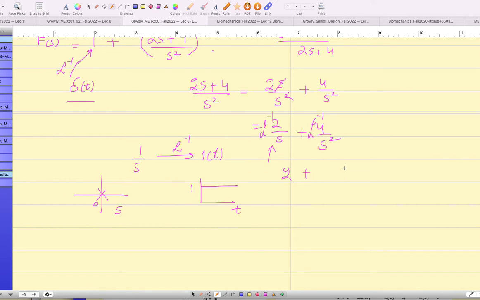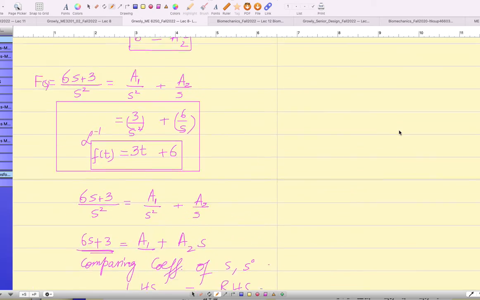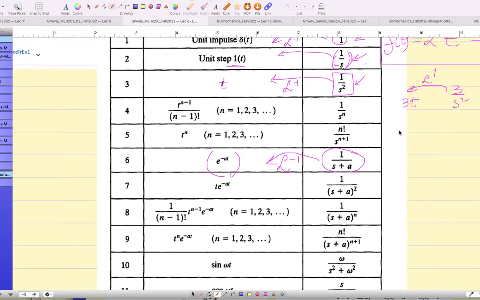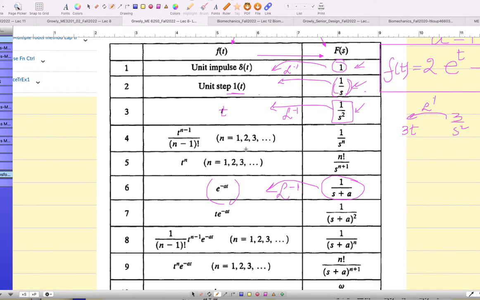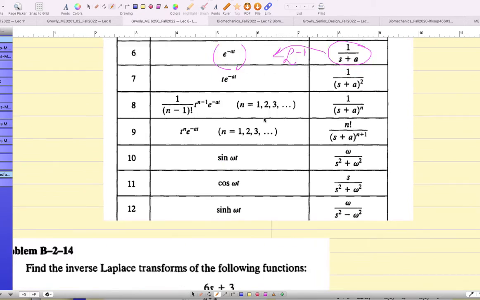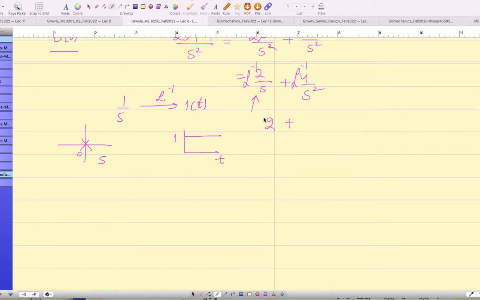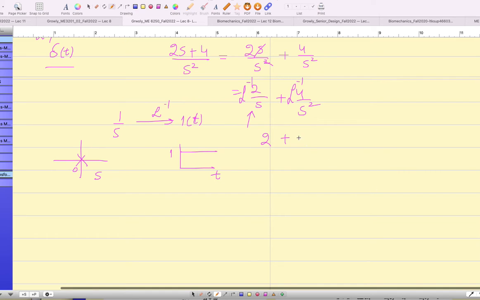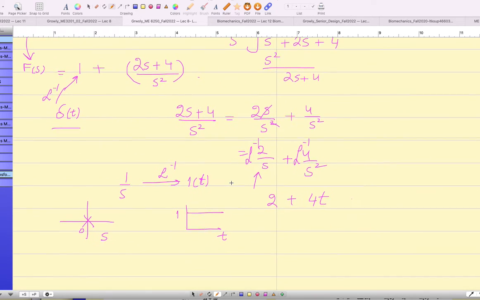And how about 4 over s square? So let's go over here. The denominator is squared, so you go over here, it is t. Okay, so I'm gonna write down here 4t. So now I'm gonna combine the whole function.